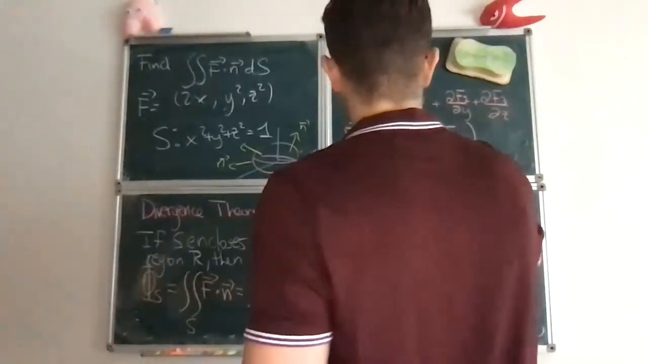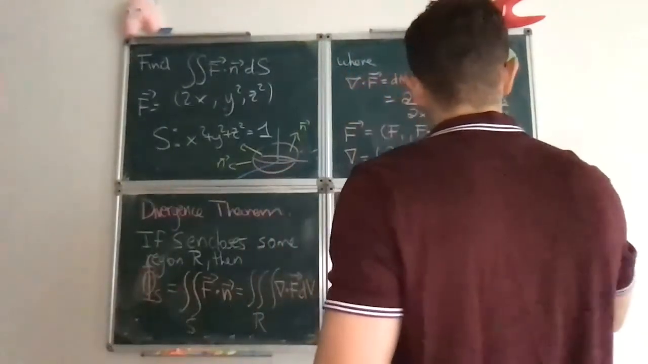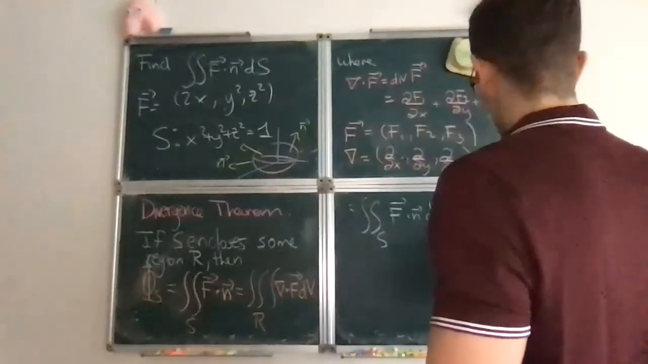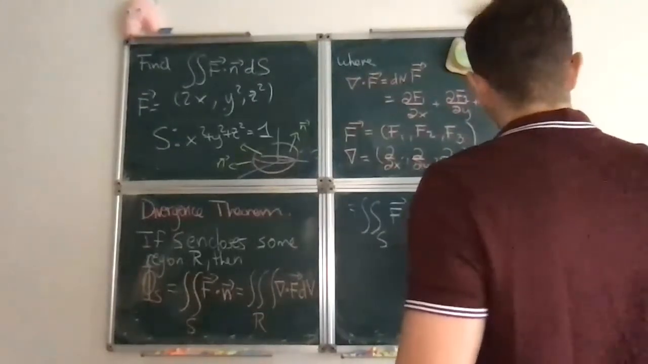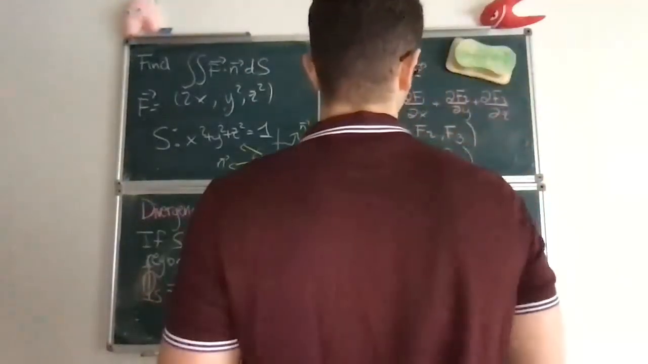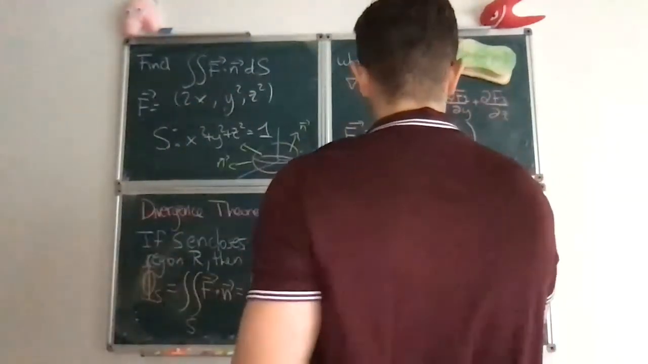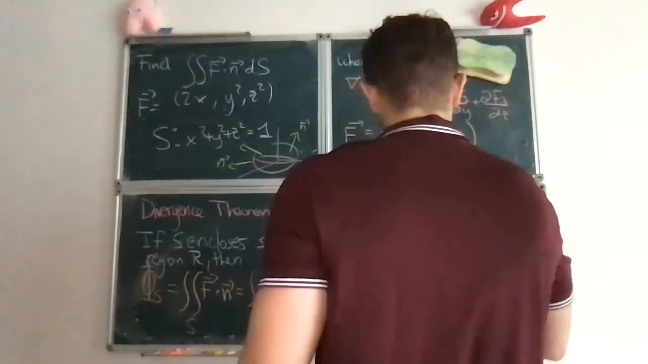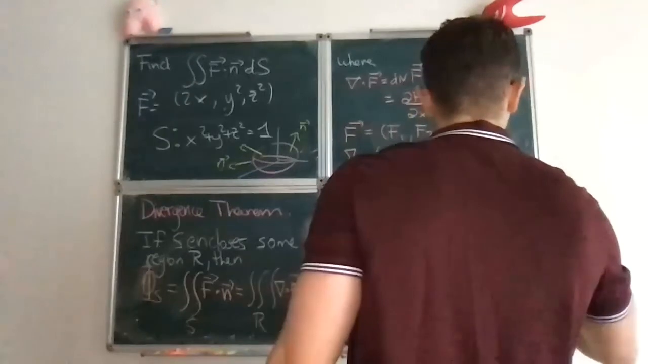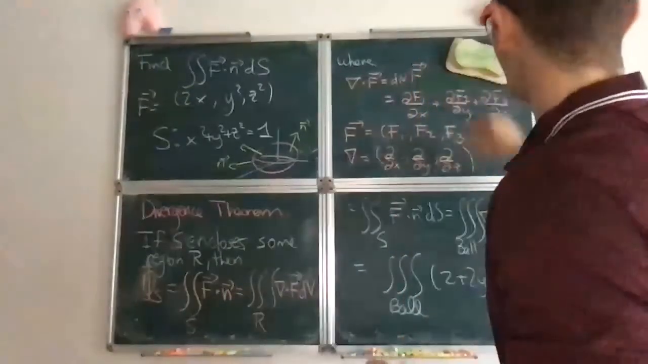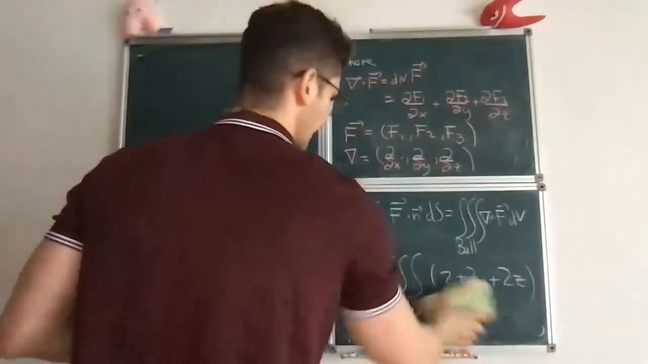according to the divergence theorem, this triple integral over this ball of the divergence of f dV. But what's the divergence of this? Well, this would be 2 plus 2y plus 2z. 2 plus 2y plus 2z. And again, now let's write this, sorry, I forgot dV.